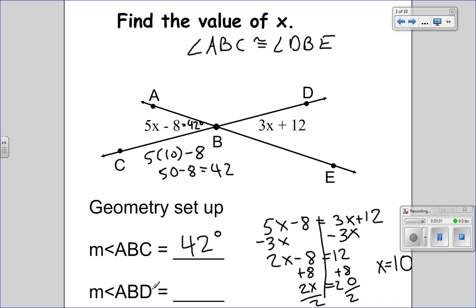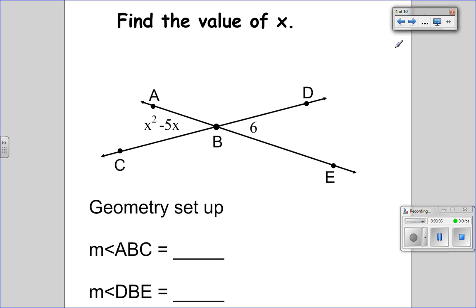Part 2 of this question is asking me to find angle ABD right here. If you notice, angles CBA and ABD are a linear pair because they share this vertex and this ray, so they're adjacent, and they form a straight line. We learned in another lesson that a straight line makes 180 degrees. So to find the missing piece, I do 180 minus 42, which equals 138. So the measure of angle ABD is 138 degrees.